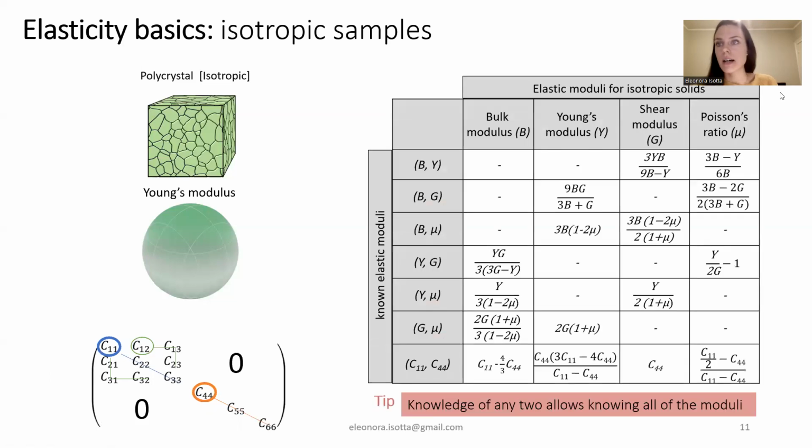And this allows us to calculate any other elastic moduli, including the engineering elastic moduli, starting from C11 and C44. And given the problem is two-dimensional, knowledge of any two elastic moduli, in the case of isotropic samples, allows us to calculate all the other moduli by using these formulas here.